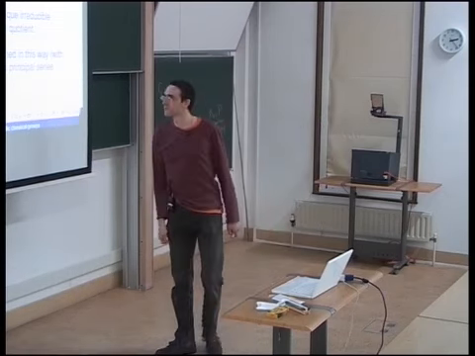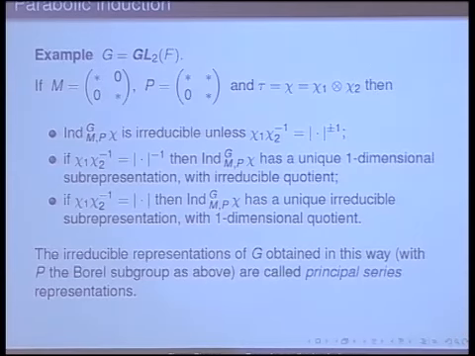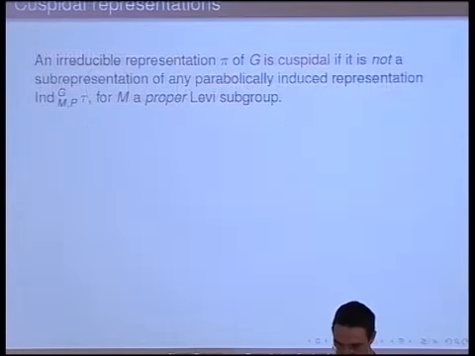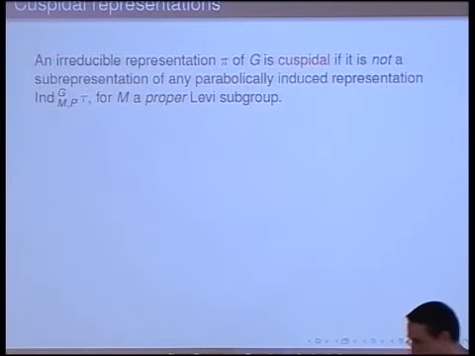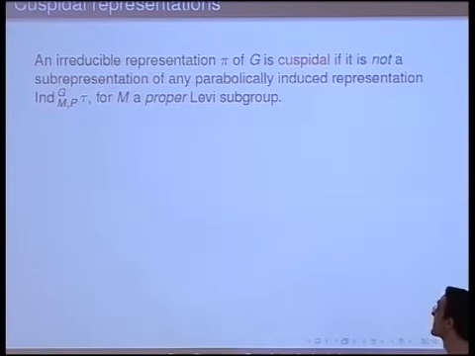Anyway, so these irreducible representations here are called principal series representations in general when you have the Borel subgroup. That's what you get. Okay, so then if we have these representations which we get from parabolic induction, there are still all the rest, the ones which we don't get. These ones are called cuspidal: ones which don't occur as a sub-representation of any parabolically induced representation from a proper Levi subgroup.